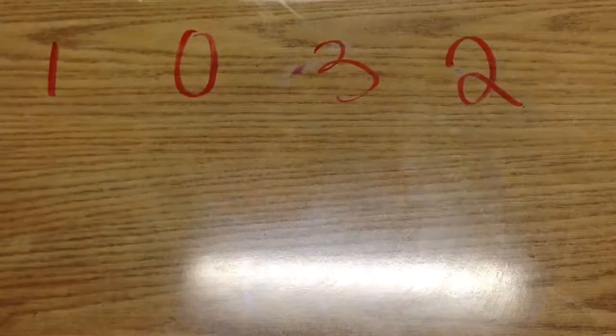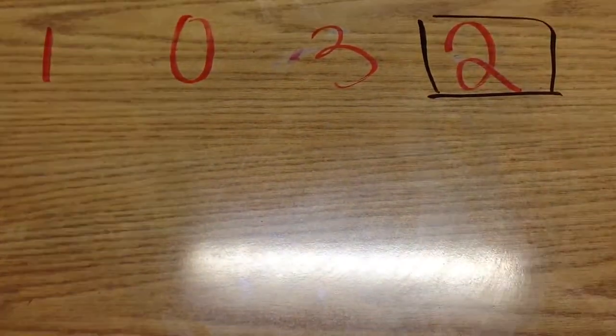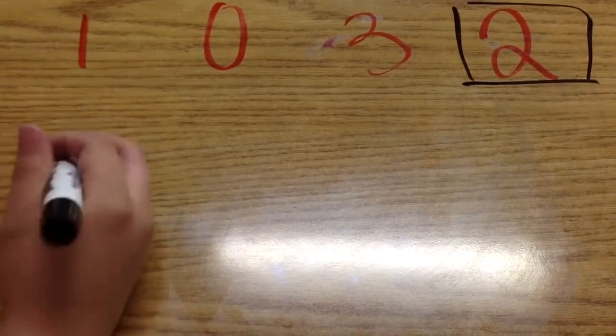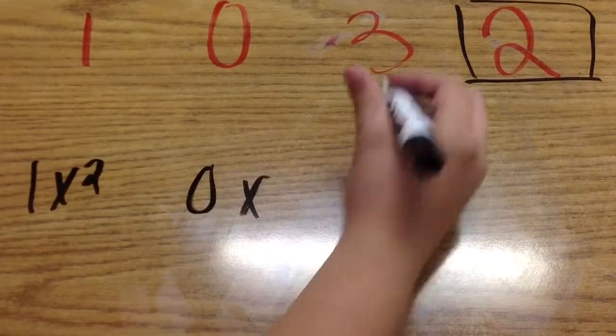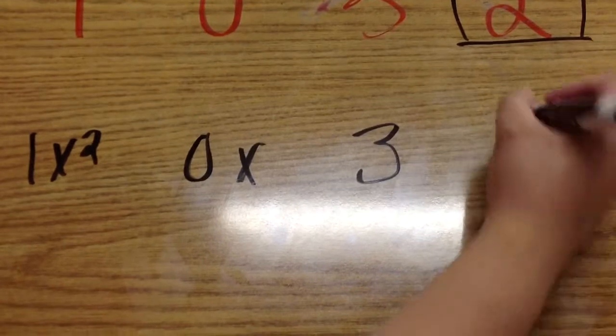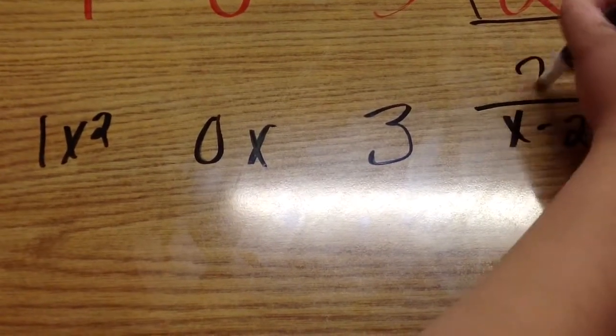Now with the numbers that you have left, you always need to remember that 2 is your remainder. And now for the rest of them, you're just going to bring them down a power. So 1 would be 1x squared, 0 would be 0x, and 3 would be your new constant. Now to the 2, you're going to bring back your original denominator of x minus 2 and add that in.